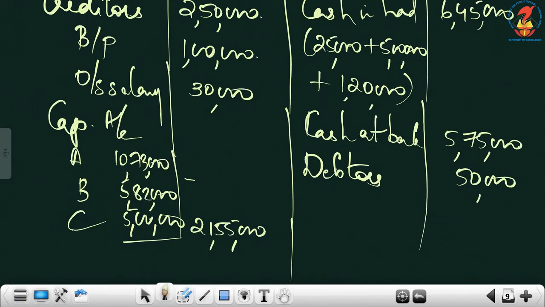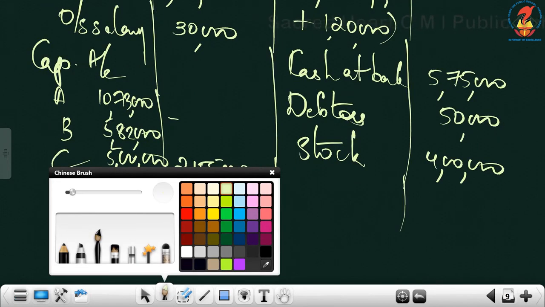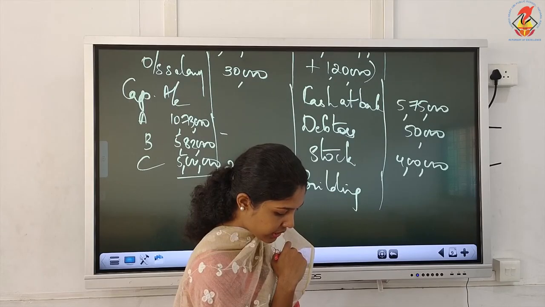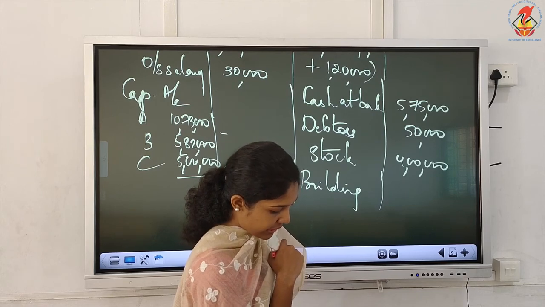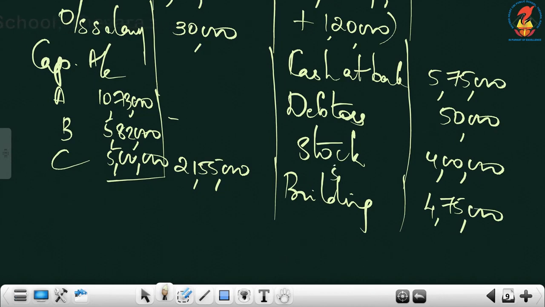Then the next item is stock. Stock to be revalued at 4 lakhs. That is the new value. So write 4 lakhs. Then we have building. Building, what is the change? Depreciated by 5%. It was 5 lakhs earlier. You have to less 25,000. So it will become 4,75,000. That is 5 lakhs minus 25,000.